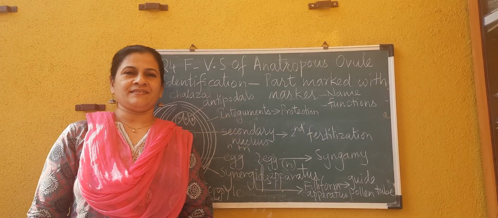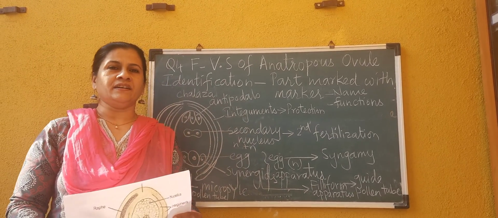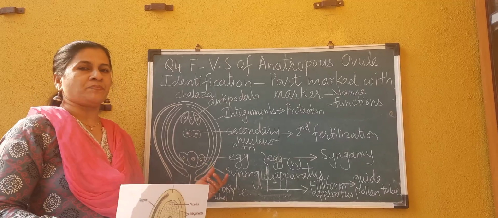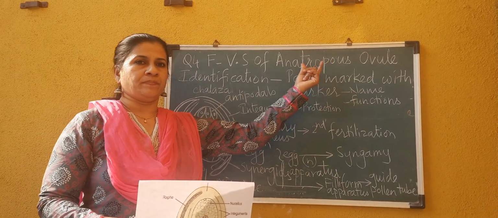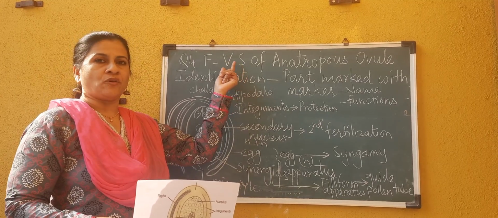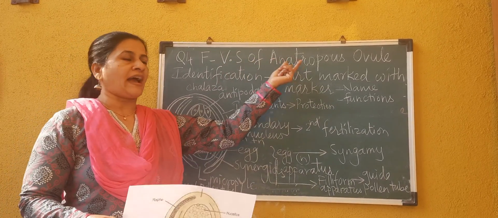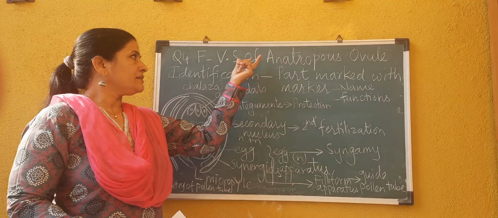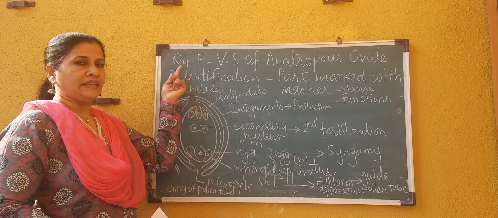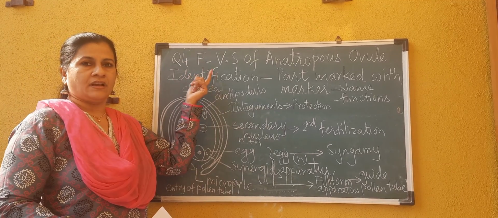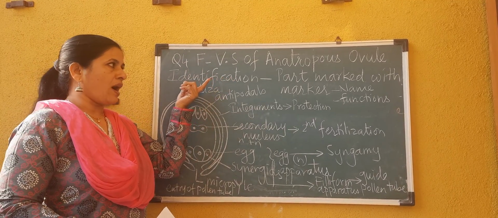Morning, dear students. Today we are here to have a demonstration practical on VS of Anatropous ovule. VS stands for vertical section of Anatropous ovule. This is a demonstration practical which is asked in question number 4F. This practical comes for identification.